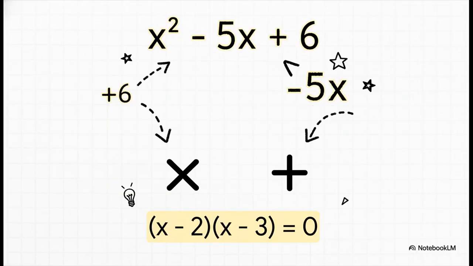And when we do that, here's what it looks like. X minus 2 times x minus 3 equals 0. So how did we get here? Well, we were basically looking for two mystery numbers that could do two things at once. They needed to multiply to get us positive 6, and at the same time add up to negative 5. And the only pair of numbers in the universe that can do that is negative 2 and negative 3.